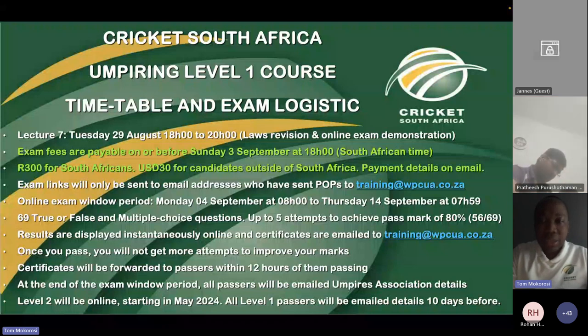Quite often people send automated proofs of payment from their bank straight to training@wpcua.co.za. That does not really help me because I don't know who that proof of payment is for. Yes, you might put your name in the reference, but I need your email address because exam link emails are sent to email addresses. There might be more than one John on this course. So if you just put your name John in the reference of the payment and you don't send me your email address, I don't know which John to send the exam link email to.